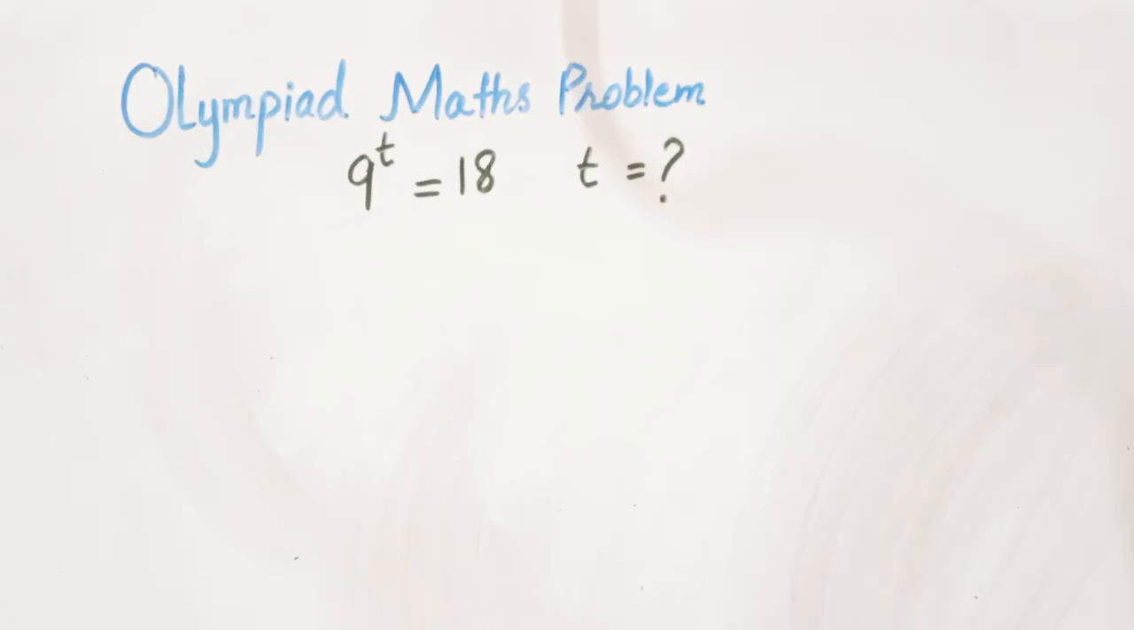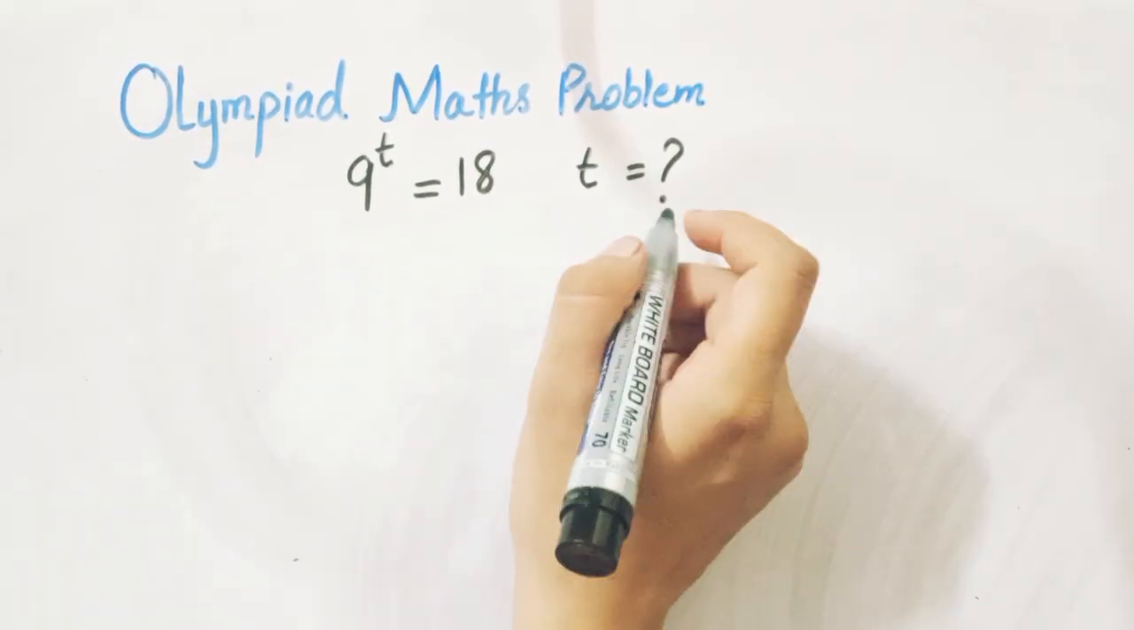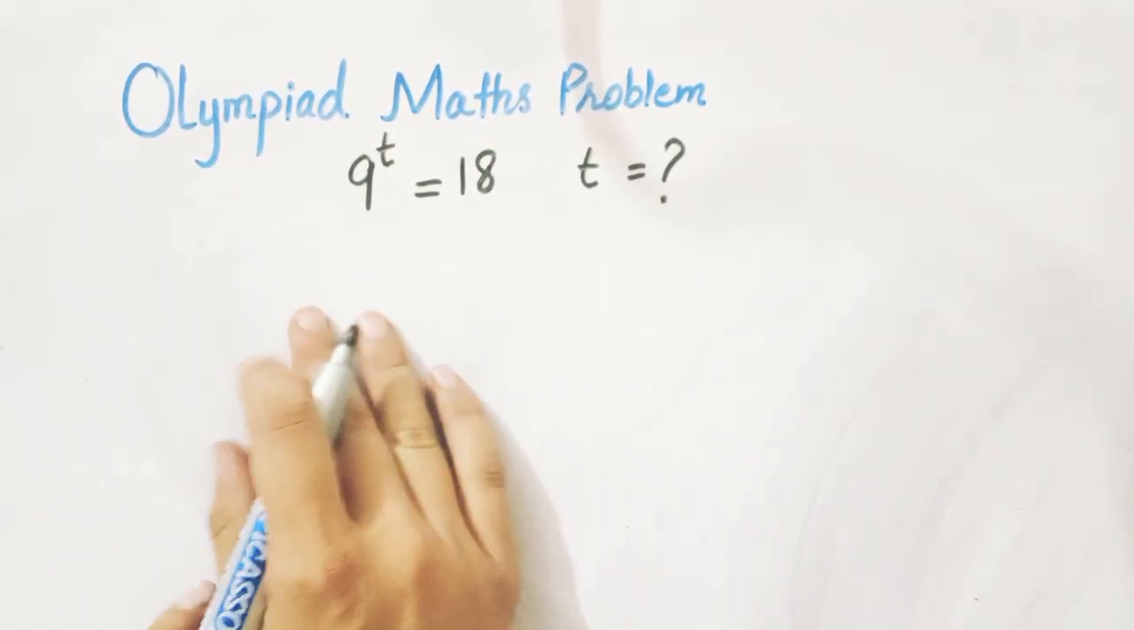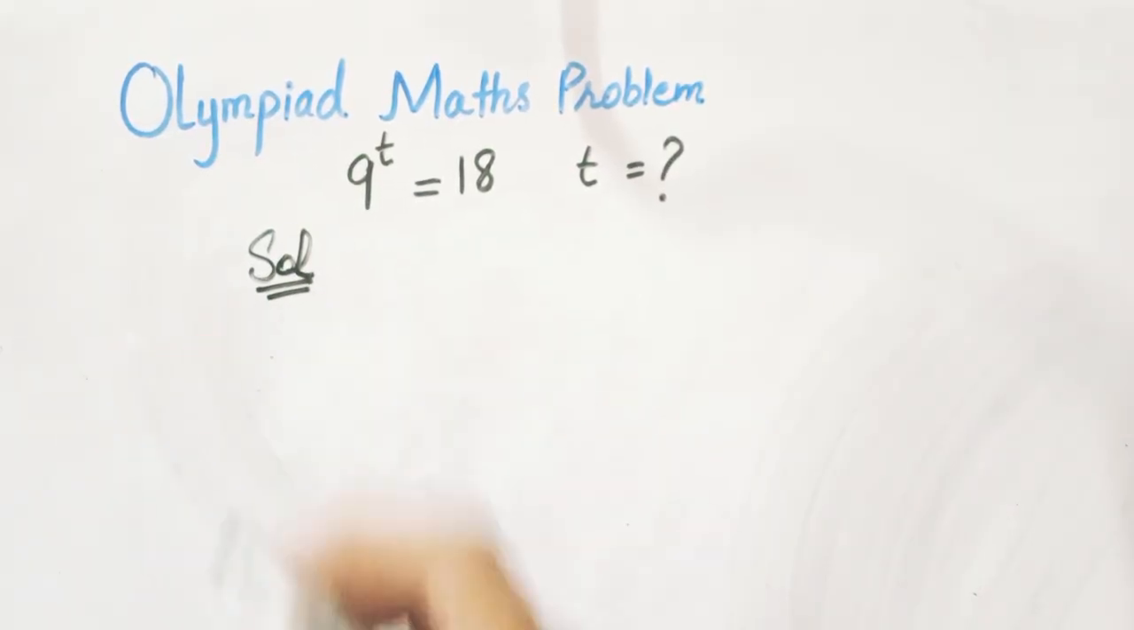In today's video, we will solve a very interesting Olympiad math problem, that is 9 raised to power t equals 18. You have to find the value of t. So how will we start solving this question? We will solve this as we have 9 raised to power t equals 18.